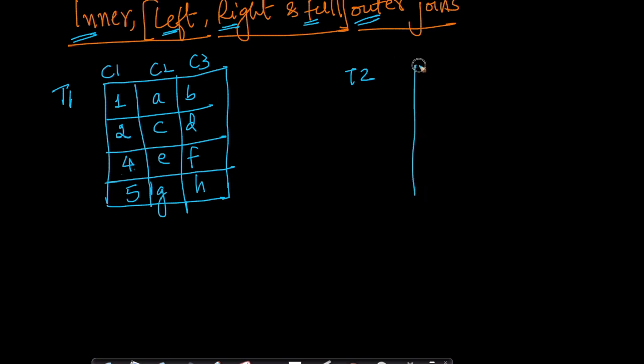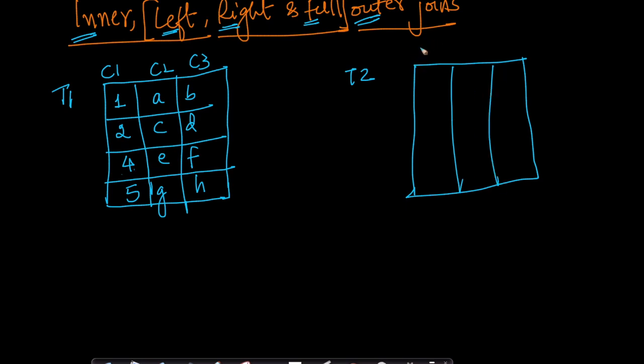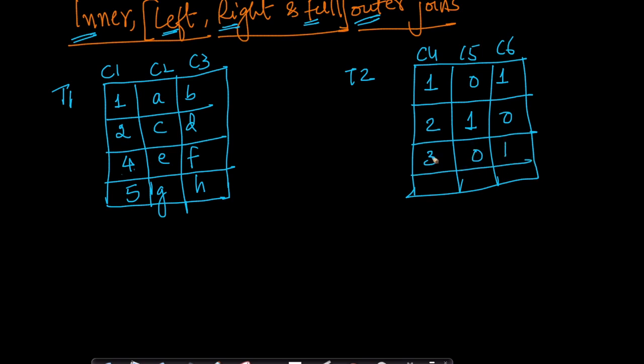Let's also draw table 2. Let's assume it has columns C4, C5, and C6, and the elements are 1, 0, 1; 2, 1, 0; 3, 0, 1. 3 doesn't exist in table 1, and that's good for our example. And then 5, 1, 0. Let's take this example.